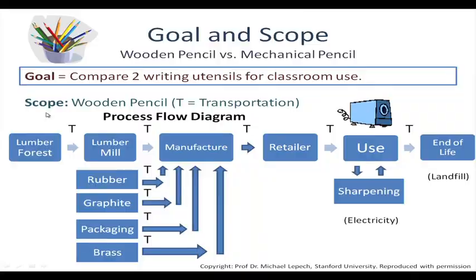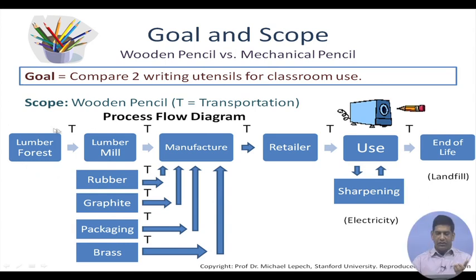Now for the wooden pencil, the scope requires a process flow diagram of how these wooden pencils are made and used. Since it's wood, it has to come from lumber, from the lumber forest. We need to cut the trees to get the lumber from the forest, then it goes to the lumber mill. The T in between is the transportation. You see several T's in this process flow diagram, and all the T's represent transportation from one place to another. So the lumber is transported from the forest to the lumber mill.